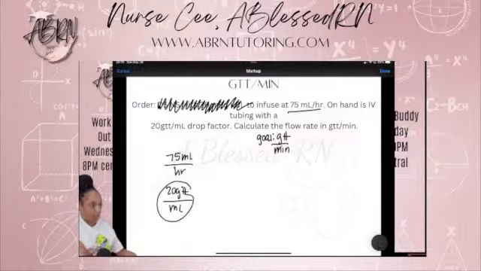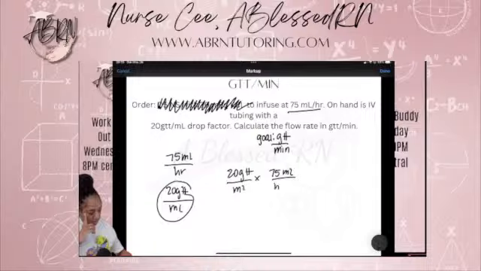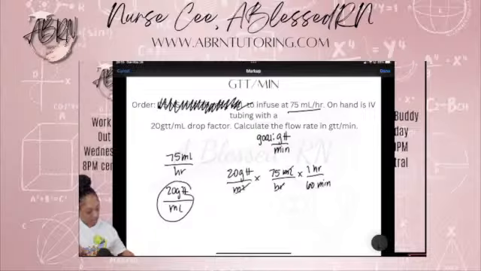And now we need our drops on the top and our minutes on the bottom. So we'll do this one. And now this is talking about I am not active. Come on, thing. I am active. There we go. Okay, so we'll do 20 drops per milliliter. And then 75 milliliters an hour. We want minutes on the bottom, so we'll do our 1 hour over 60 minutes. Milliliter cross out, hour cross out, drops per minute. And that is it. That is simple, easy peasy, lemon squeezy.